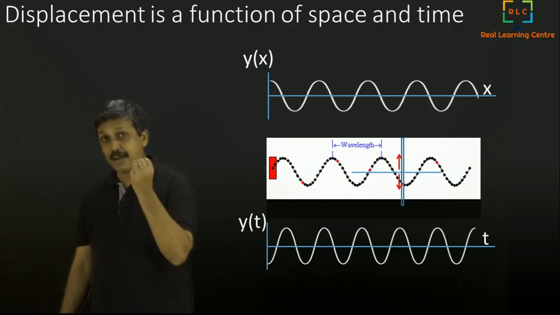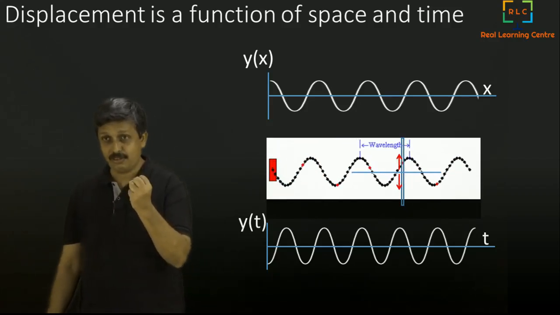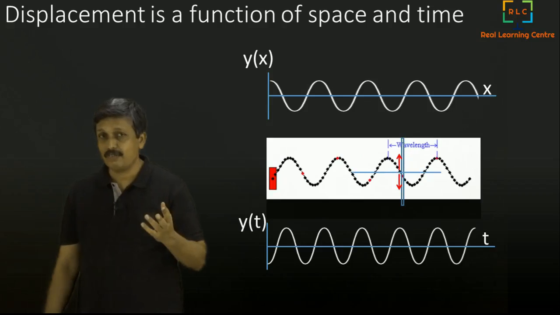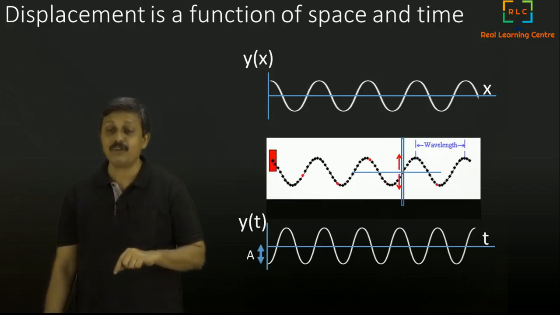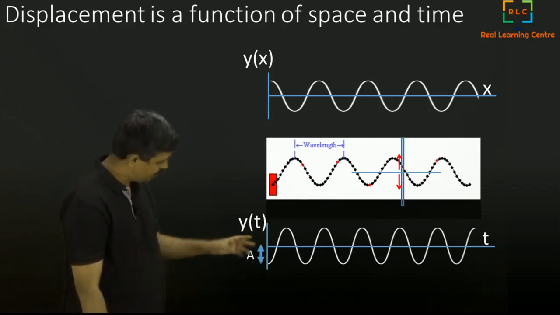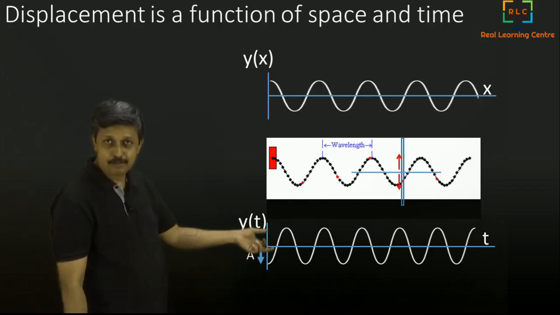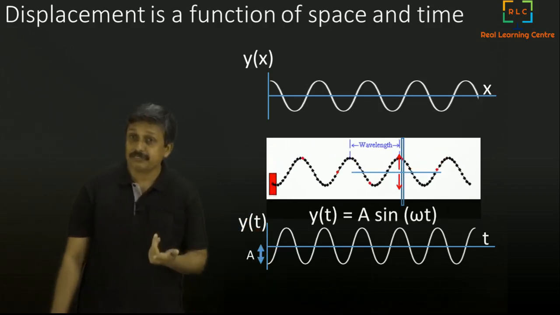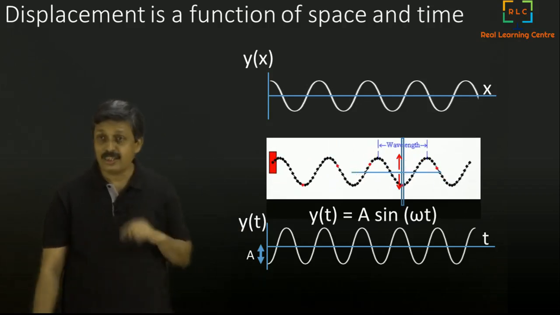So you can actually write mathematically what it means. Instead of saying sine wave, we can write it mathematically. Let us say this amplitude is taken as A, and then we can write y of t equals A sine omega t.